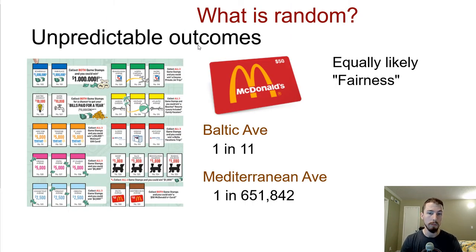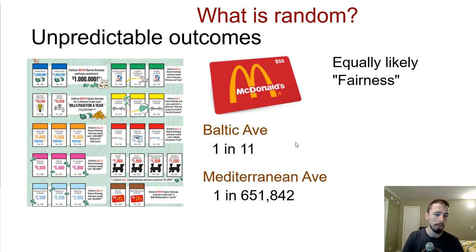So the whole point about random is that the outcomes are unpredictable. We know the possible set of outcomes, but we don't know which one is actually going to happen. The second part of randomness is usually there's some assumption that each outcome is equally as likely, like rolling a die. You're just as likely to roll a 1 as you are to roll a 6, right? But that's not always the case in a lot of games.